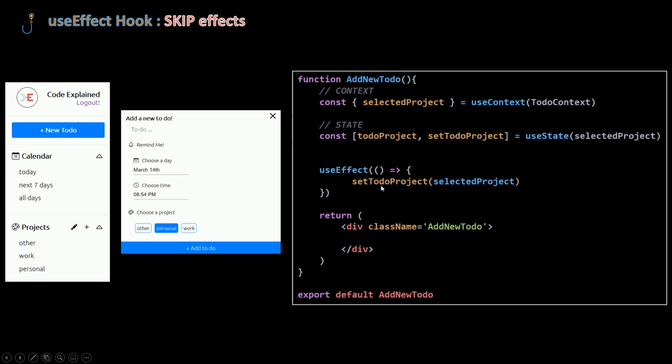So please don't go and set my to-do project to selected project here. If I clicked on personal and I didn't change it to work from here, please don't go and change it here. I'm responsible to change it here. So when I click on other, I want it to be other. Please don't keep changing it from other to the selected project. So let's go and see how to skip effects.